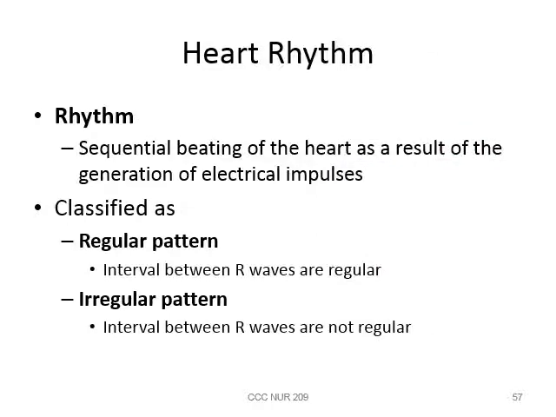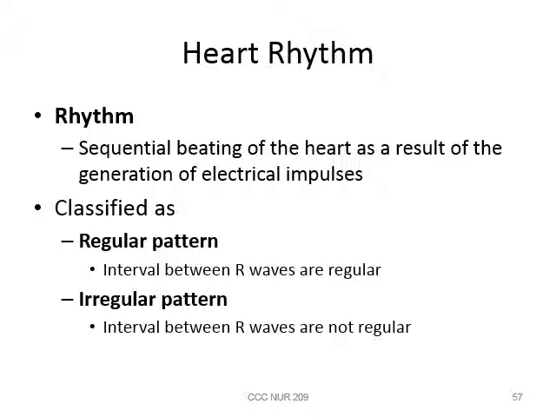Okay. We've determined our rate. We've determined both our ventricular rate and our atrial rate. So the next thing we want to do is actually look at the heart rhythm. Rhythm describes the beating of the heart in a sequential manner. So in other words, it's going at a very regular pace. When we classify rhythms, they're classified as either regular or irregular.